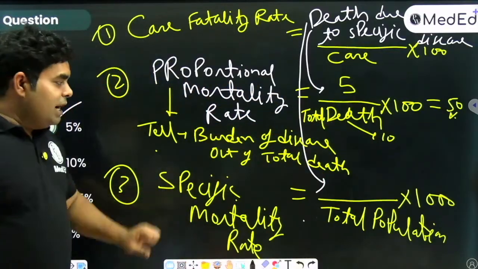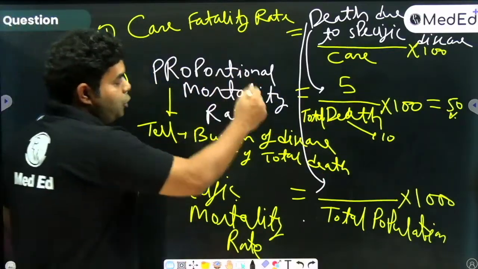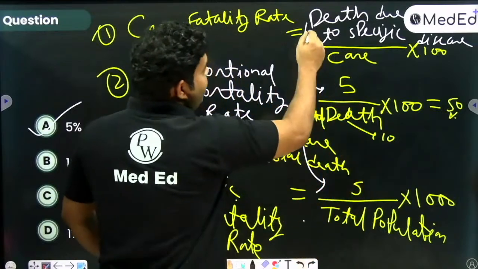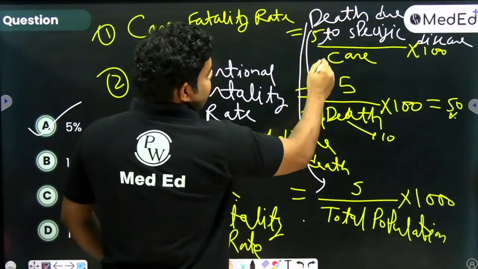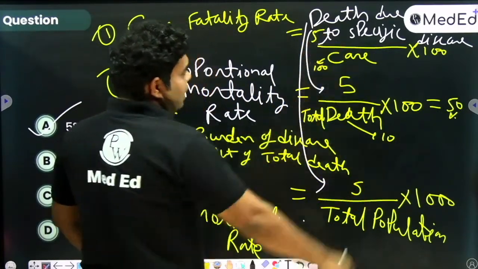Now how much will the specific mortality rate come out to be? How many died due to TB? 5. So again, the numerator is 5 in all these cases, in all these 3 formulas.